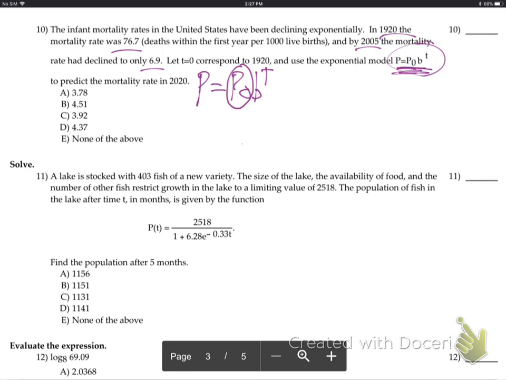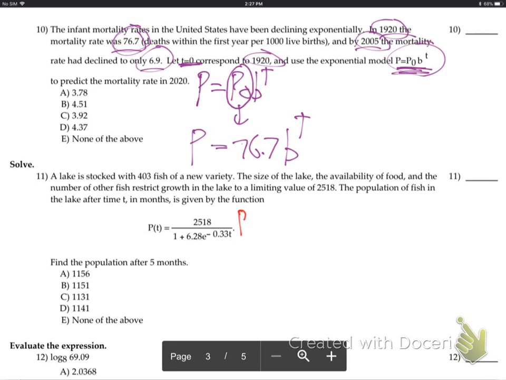Well, it says in 1920 the infant mortality rate was 76.7, that many deaths, and by 2005 it had gone way down. So they're keeping track of deaths, right? They're saying let t equals 0 be 1920. So that's our P0, isn't it? That's our starting time, the 76.7, the starting infant mortality rate. b to the t is P. Now remember how these ones always work. They're in two phases.